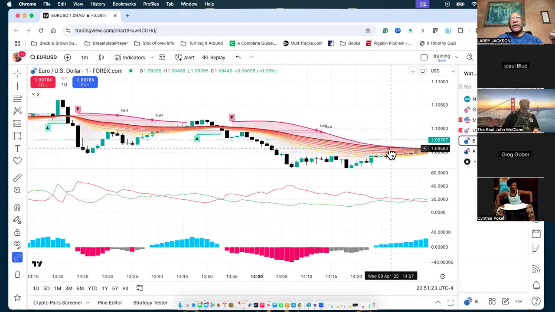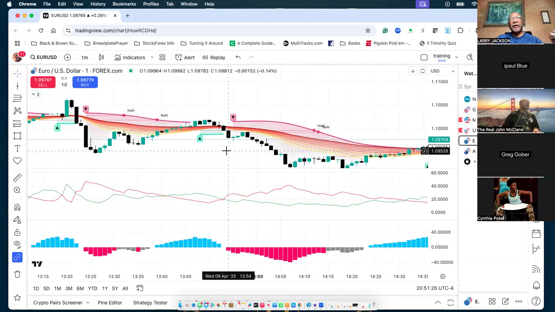So again, look at over here. Look at over here. Boom. We got a cross, right? We came out of that ribbon. Boom, here. So the second one is a doji. I'm watching right here. Okay.